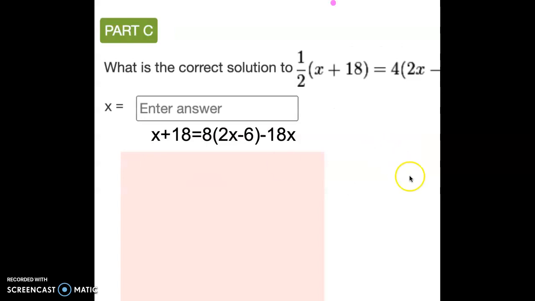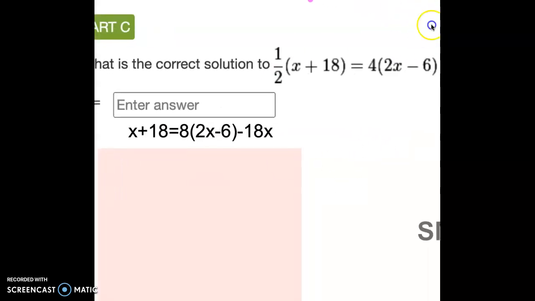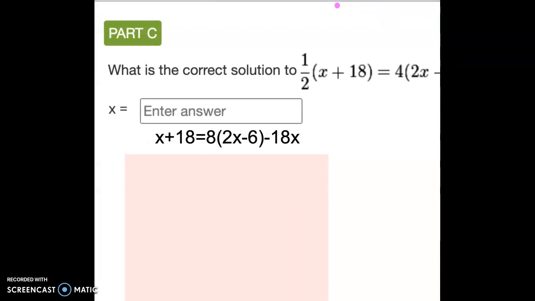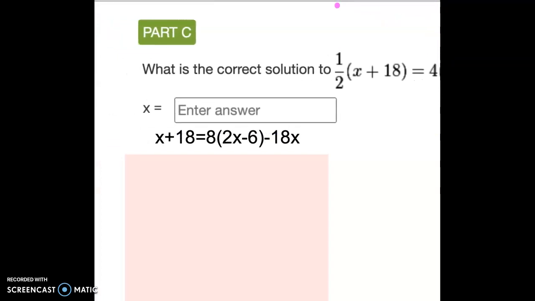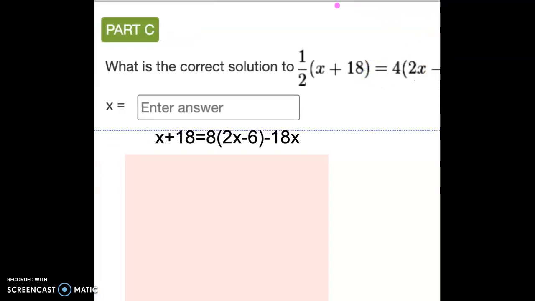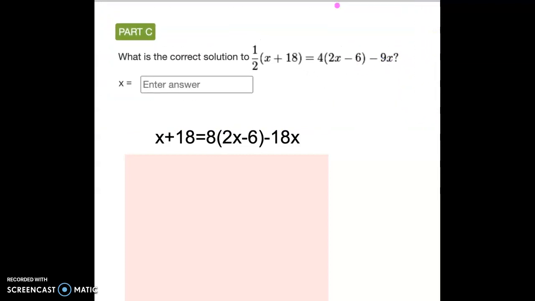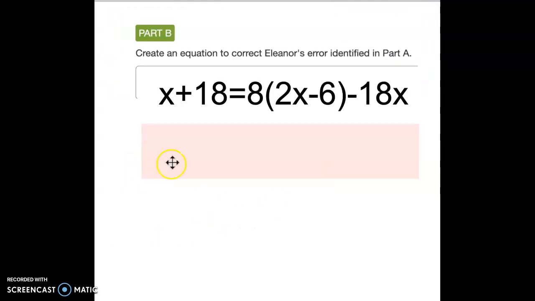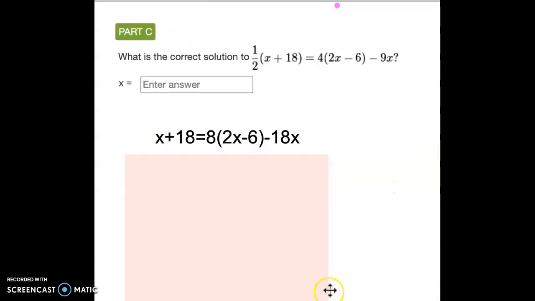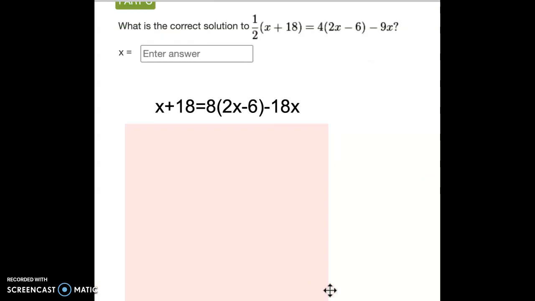All right, now it says, oh, part of the question is cut off here, but what is the correct solution to 1/2 times the quantity x plus 18 equals 4 times the quantity 2x minus 6 minus 9x? So to solve this, I'm going to start right here with this equation we wrote in part B. That is a correct equation. Now we need to solve it. So x plus 18 equals 8 times the quantity 2x minus 6 minus 18x.